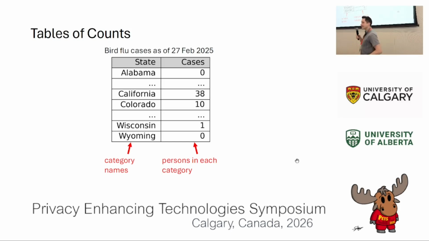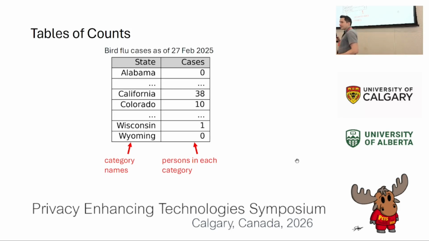So this is a table of counts. On the left, you can see we have a list of names of different categories. These categories could be states, they could be countries, they could be sessions inside of a conference. And on the right side, we have counts of people. So in each row, we have the number of human individuals that belong to a particular category.